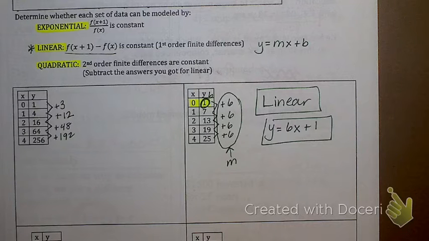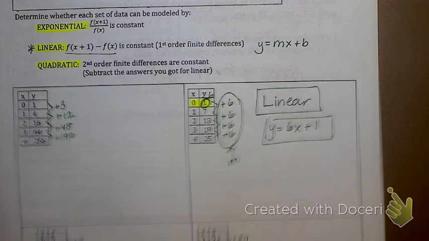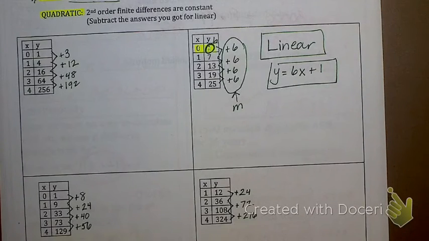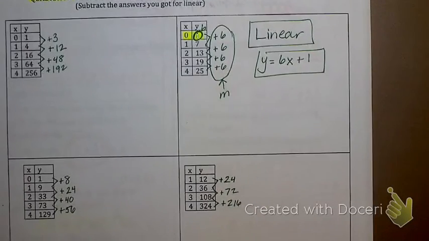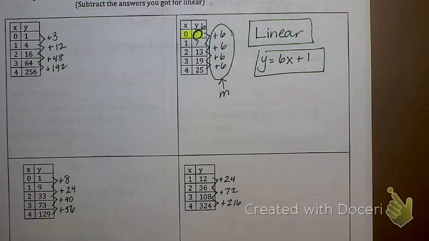Questions about finding a linear relationship? No? All right, now we have to figure out what these other three are. They're either quadratic, exponential, or none of them. So, we just did the first order. Now let's do the second order.